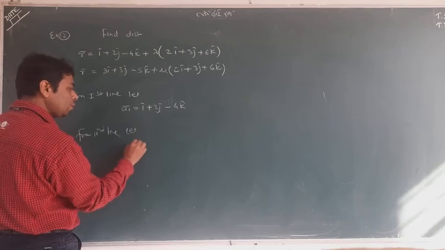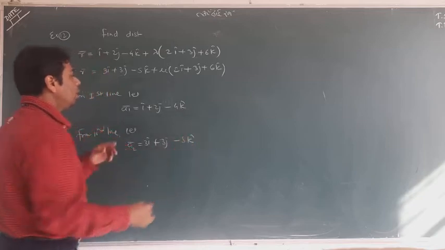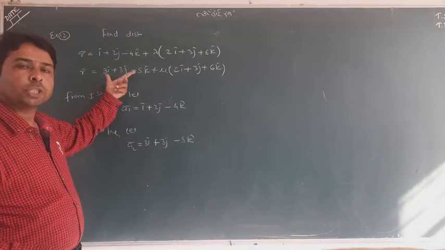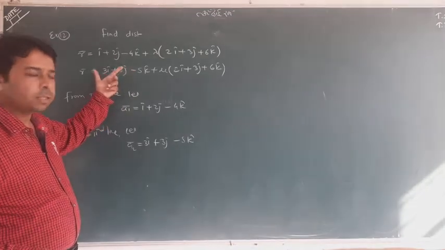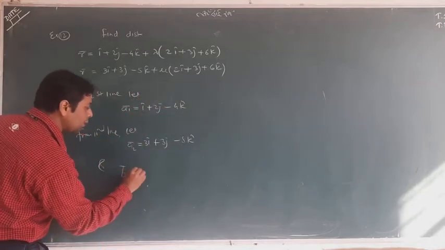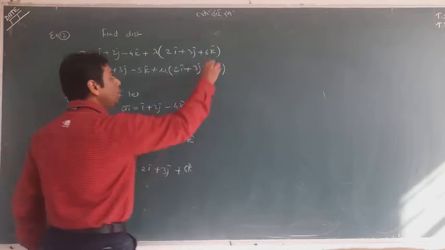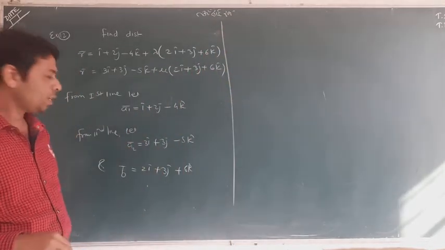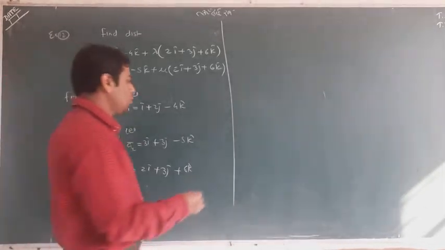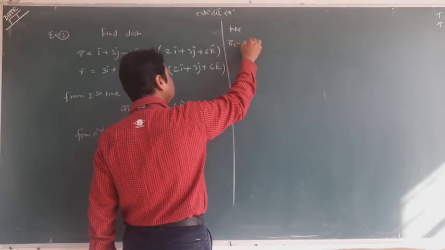let a2 = 3i + 3j − 5k. You know, a1 is the position vector of the point through which the first line passes, and a2 is the position vector of the point through which the second line passes. So a1, a2 we got, and this is called b. From both the lines we can say b = 2i + 3j + 6k. Now what will we find out? We will find first a2 − a1, and b is only b, so we don't have to bother about that.